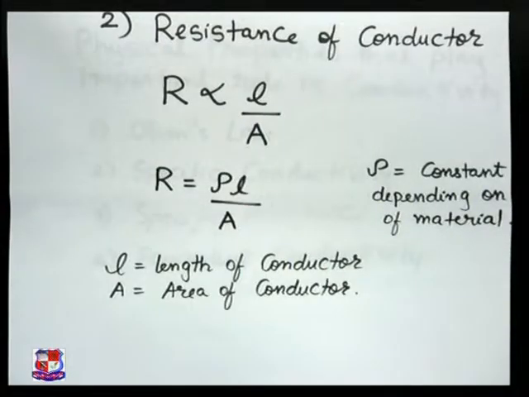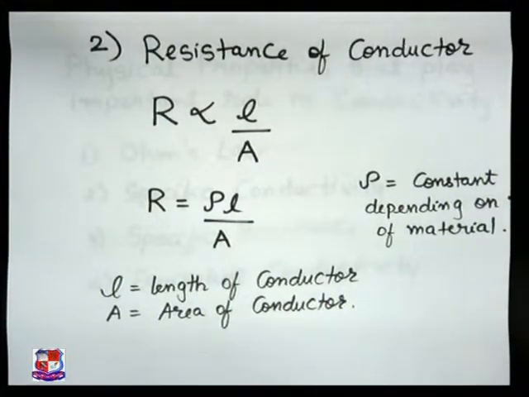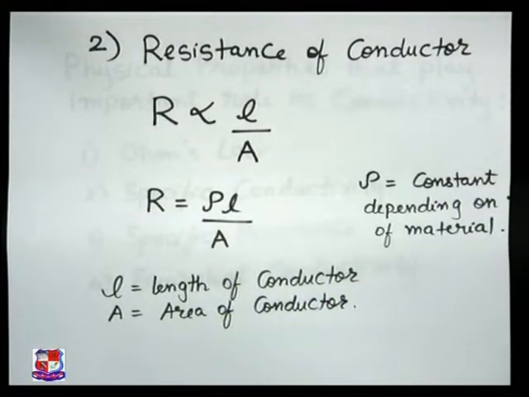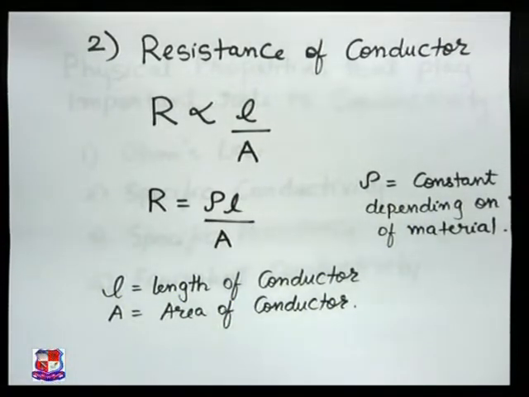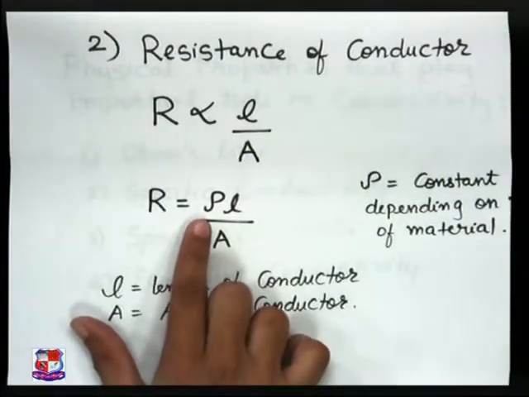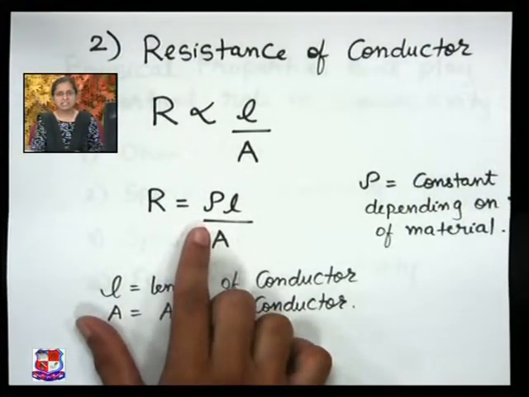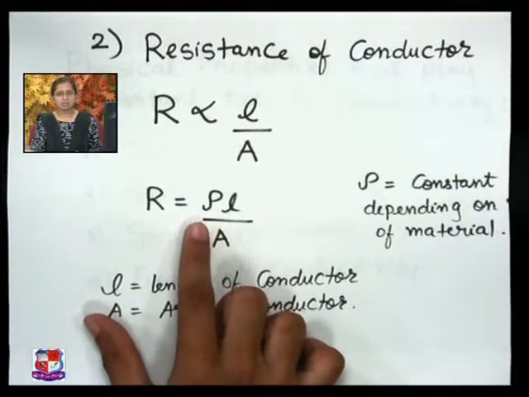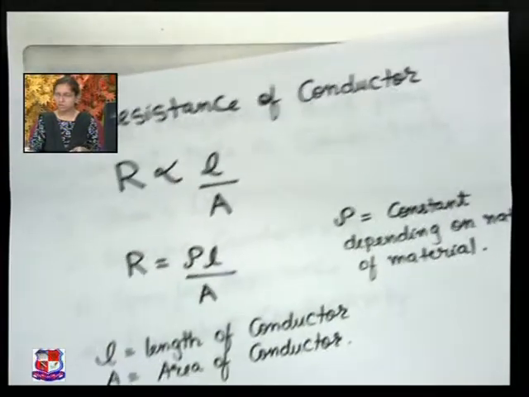The second thing that you can see very clearly is that the resistance of the conductor is directly proportional to the length of the conductor and inversely related to the area of the cross section. If you remove the proportionality sign and substitute a constant, that is rho, this is known as specific resistance, and this depends on the material that you are choosing. So L here is the length of the conductor, A is the area of the cross section.